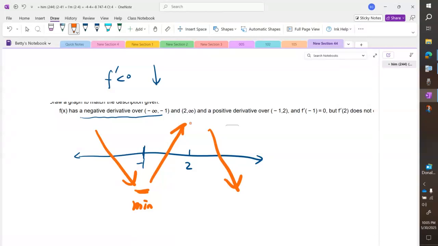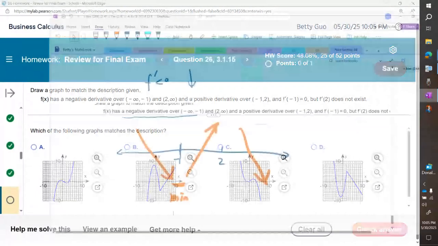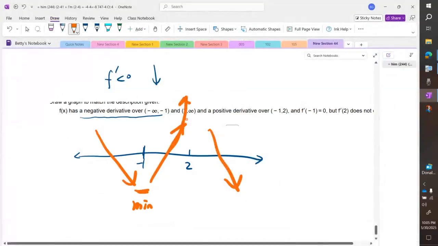And here is 0 as well. Okay, hold on. Let me see. f prime of 2 does not exist. Okay, that's good to know. f prime of 2 does not exist.